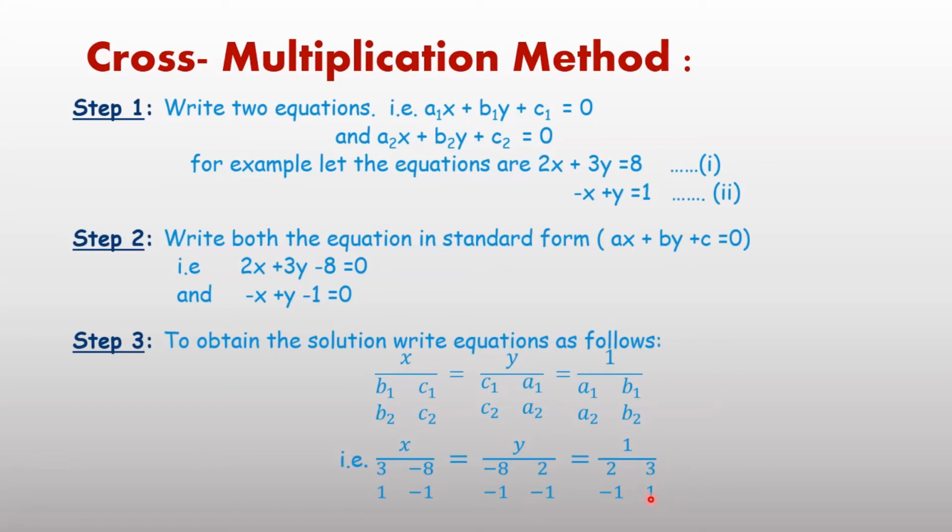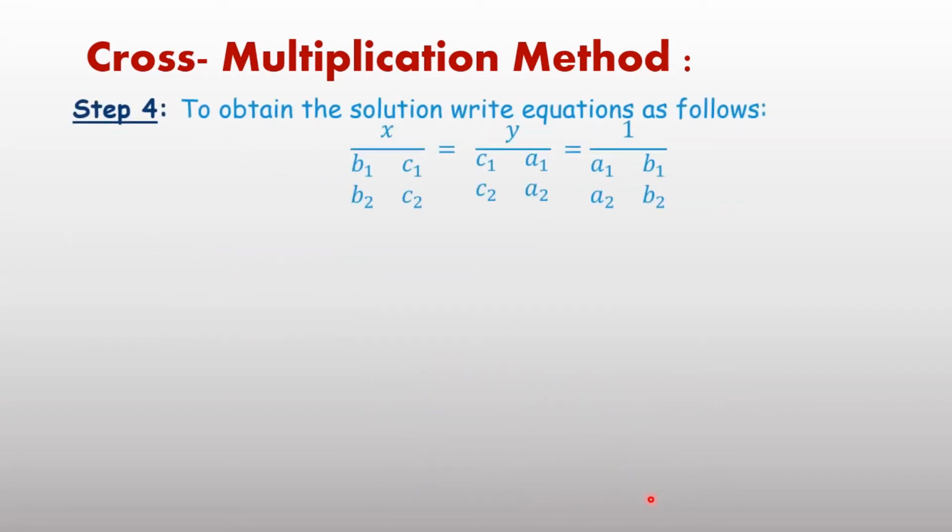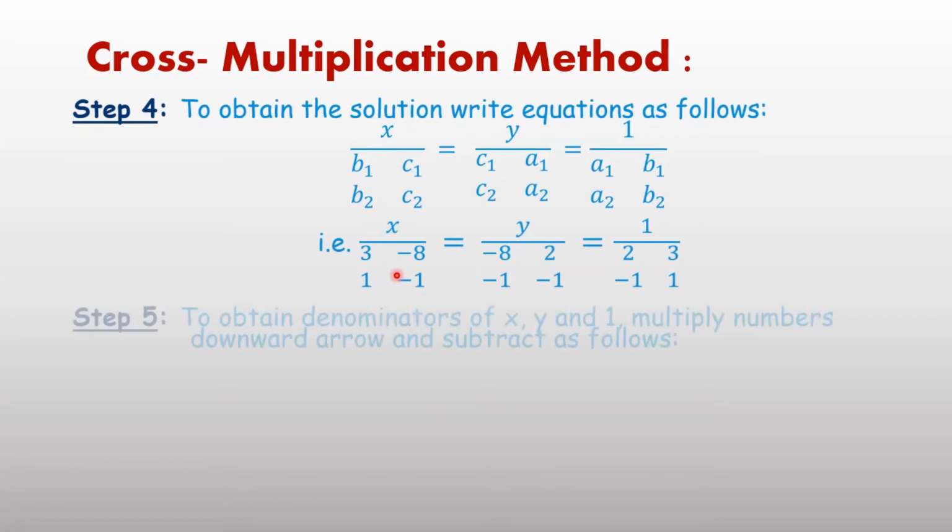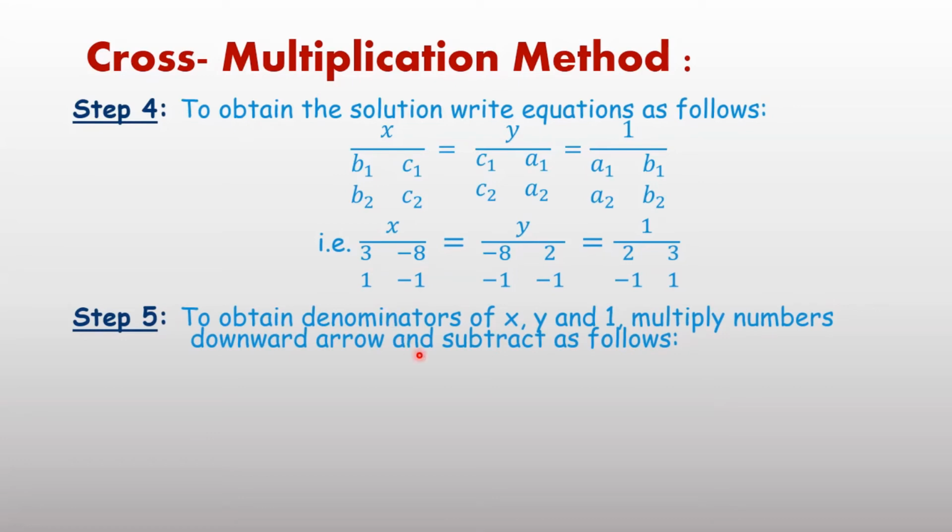I hope up to this step everything is clear. Now, next step, in the previous page I have already written this. Now x upon 3 1 -8 -1, y upon -8 -1 2 -1, 2 -1 and 3 1 written here.